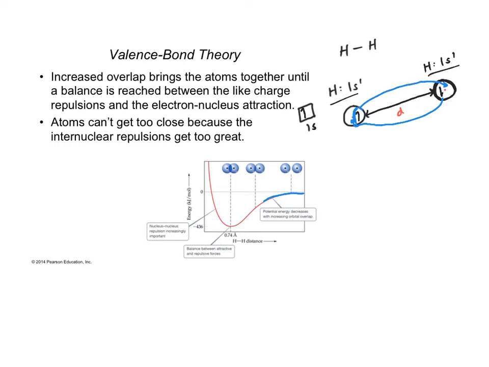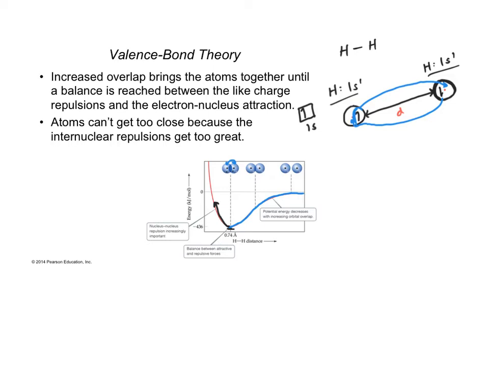So we get this overall net decrease in potential energy because of the attractive forces between the electrons and the nuclei of each individual atom, until we reach a point where they start to get too close. Again, we had a decrease in potential energy overall, but as we continue to decrease this distance, we're going to start to see an increase in potential energy. That's due to the repulsive forces between the electron and the electron, as well as the nucleus and the nucleus. As we bring those two nuclei close together, we're really going to feel a repulsive force, which is going to increase potential energy overall.